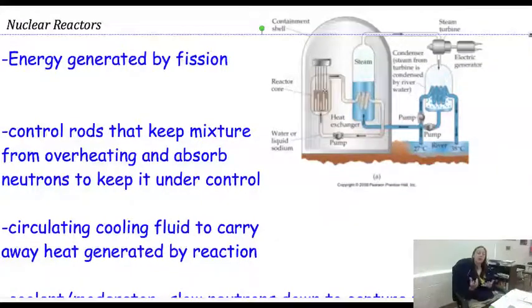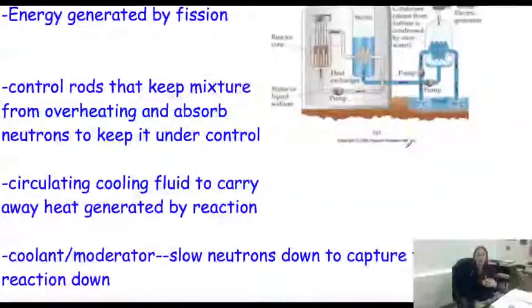You also have cooling fluid that circulates to get rid of the heat that this reaction generates, and that's the part right here with the water. You also have a coolant or a moderator, which is like the control rods that slow these neutrons down and capture them, and they also slow the reaction down, so we don't have too many neutrons going every which way.